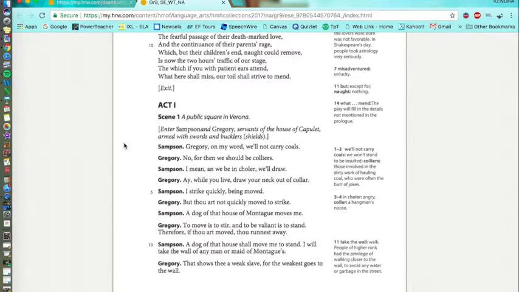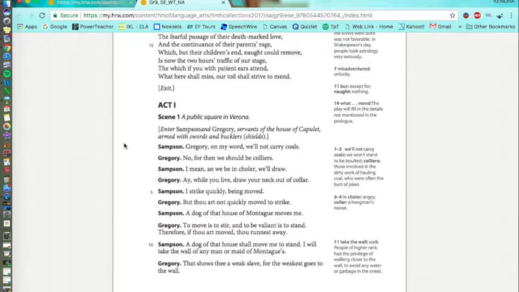Samson: "A dog of that house of Montague moves me." Gregory: "To move is to stir, and to be valiant is to stand. Therefore, if thou art moved, thou runnest away." Samson: "A dog of that house shall move me to stand. I will take the wall of any man or maid of Montague's." Gregory: "That shows thee a weak slave, for the weakest goes to the wall." Okay, take the wall. Walk.